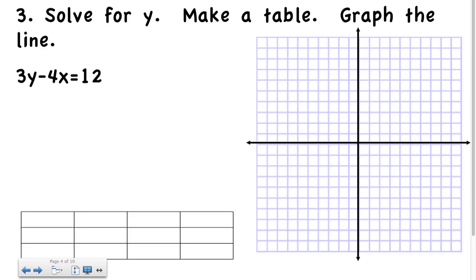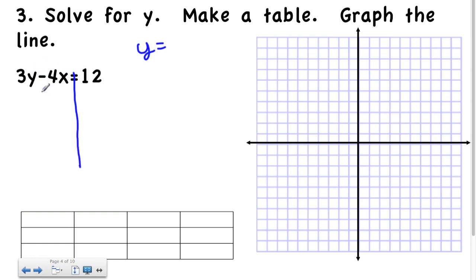Okay, number 3, solve for y, make a table, graph the line. All right, so you have to get it in y equals on the left-hand side or the right-hand side. Doesn't matter which side you pick, as long as y is on one side and everything else is on the other. So we want to move everything over that is not a y to the other side. So first thing I'm going to do is draw my wall. That's a really bad wall. Let's try that again. That's a little better. All right, we're going to do all your adding and subtracting first.